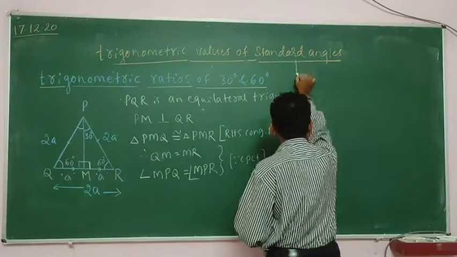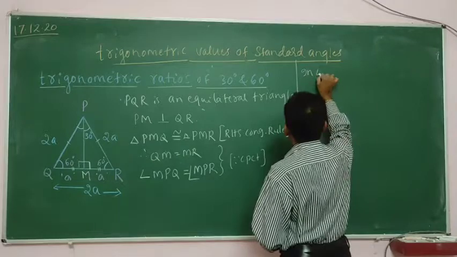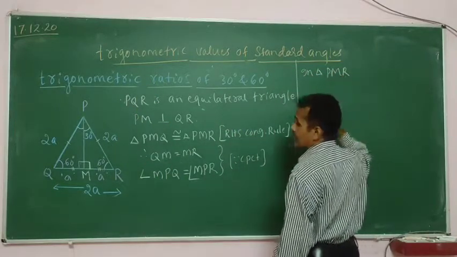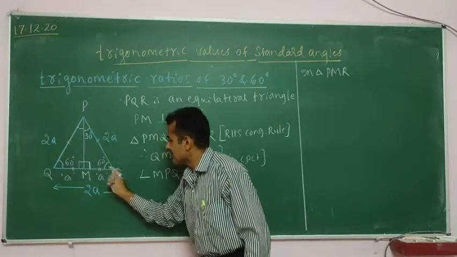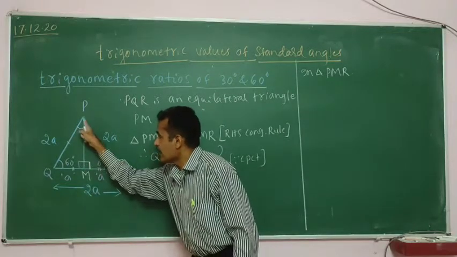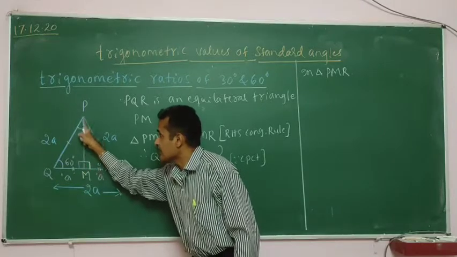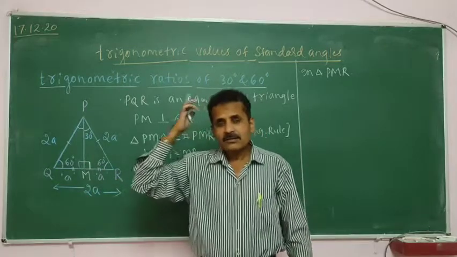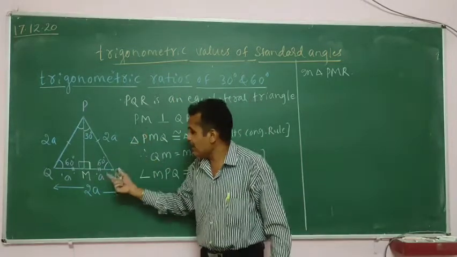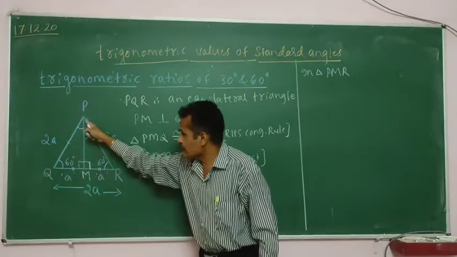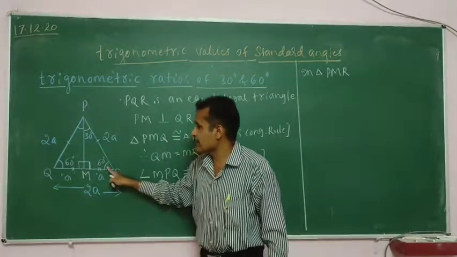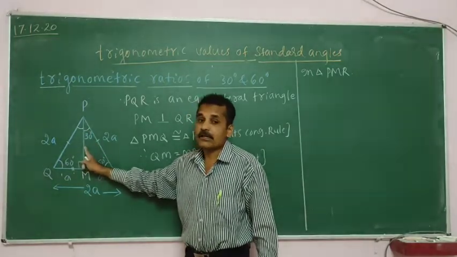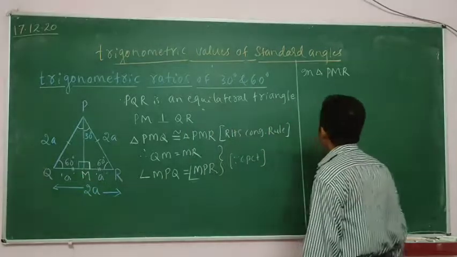Now I will start. In triangle PMR, I know this length, I know this length. I want to find the length of this altitude, the perpendicular. I have to find the height. What things are available with me? I know A units, I know 2A units, I know the 60 degree angle, I know the 30 degree angle. That's all. I only have to find side PM using Pythagoras.